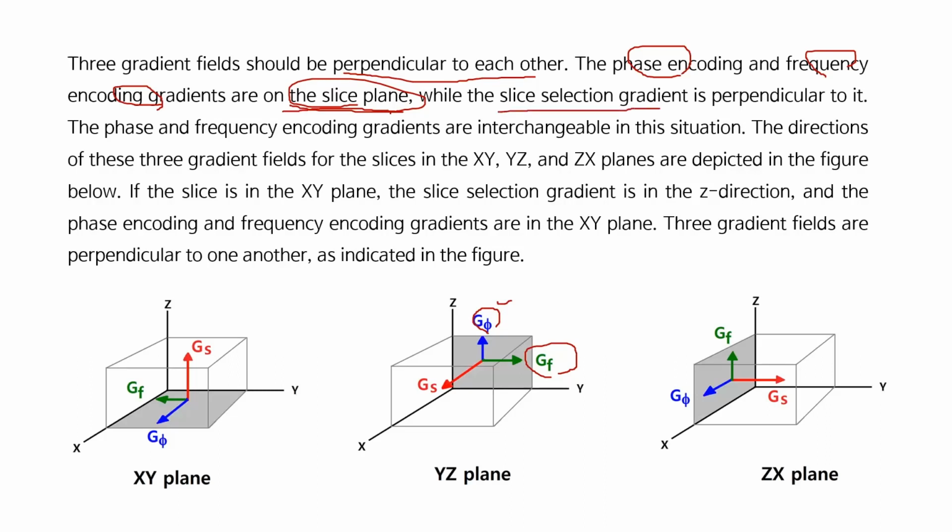The slice selection gradient is perpendicular to it. If the image plane is the XY plane, then the slice selection gradient should be perpendicular to the image plane. The phase and the frequency encoding gradients are interchangeable in this situation, so we can exchange these two gradient fields. The functions of these gradient fields are exchangeable.